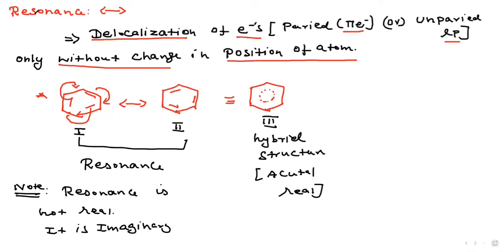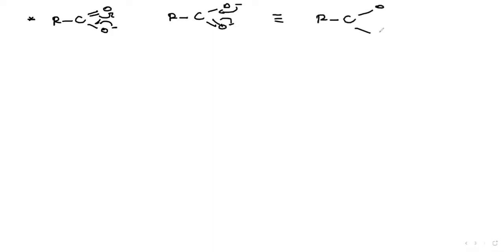A second example: C double bond O and O minus. This undergoes delocalization like this, and similarly the other way. We can write it as C with O, overall minus. This is the hybrid structure.